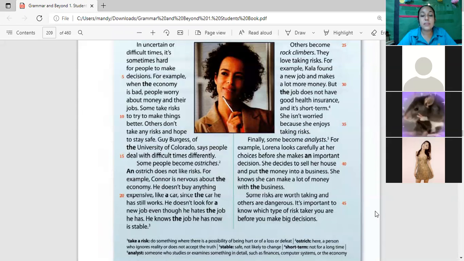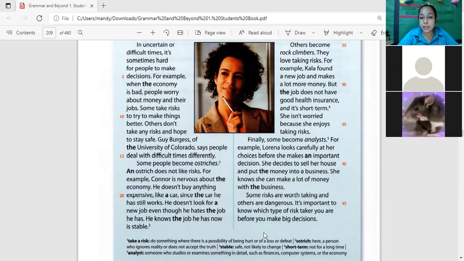So let's see. Maybe you decide you are an analyst, that's good. You are a climber, that's good. Do you consider that you are an ostrich? That's good, because this one is a kind of attitude in some cases. Maybe I'm scared to take different decisions, but in some cases, no. For example, if you go to a canopy, do you know that this one is a kind of sport? Do you decide to develop this activity?